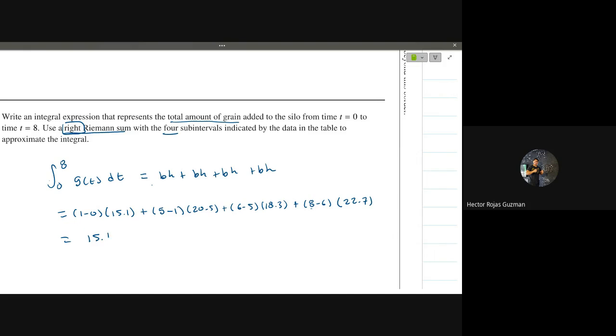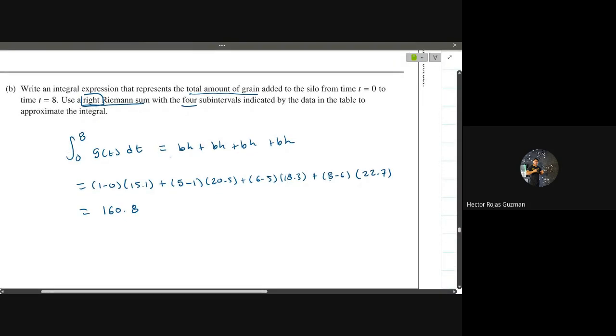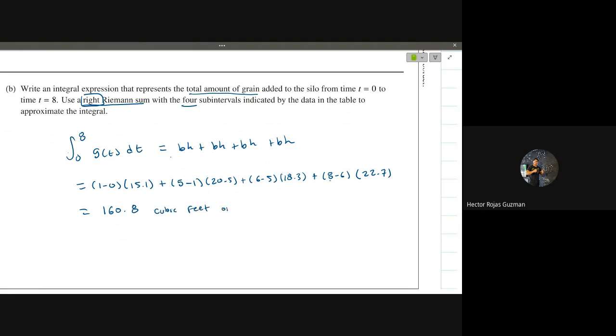So that's 15.1. Oh, and you have a calculator for this question, right? So you should not be getting this wrong. So I'm actually going to skip the work by hand, and I'm just going to tell you the answer. We have 160.8. So 160.8 cubic feet of grain is added to the silo during the first 8 minutes.